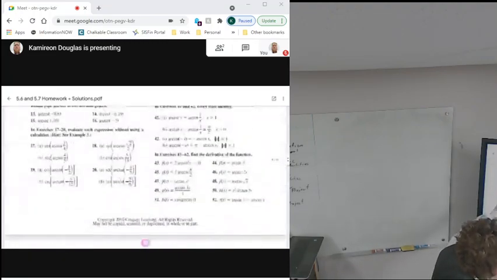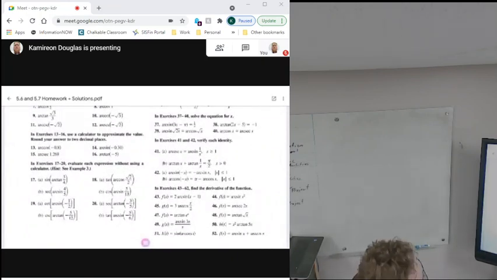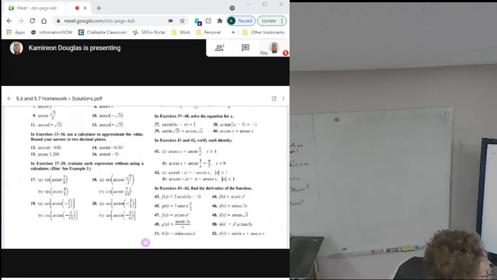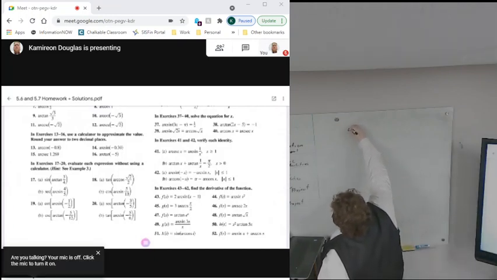41B. Verify each identity. The arctangent of x plus the arctangent of 1 over x is equal to pi over 2 for all x greater than 0. All right.